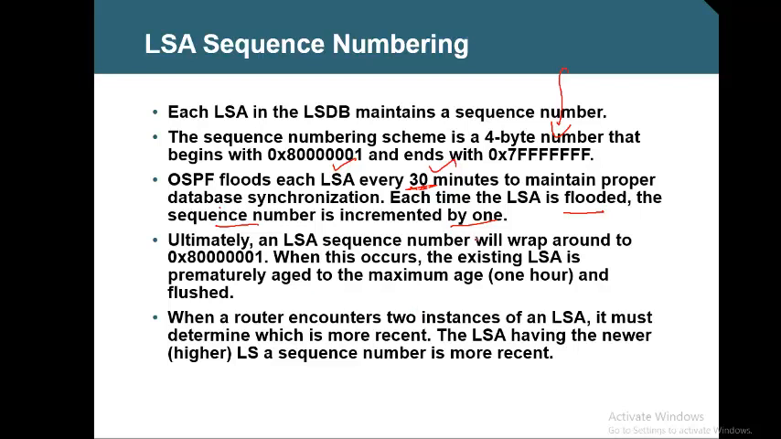Ultimately, when the LSA sequence number wraps around, which will occur, the existing LSA is prematurely aged to the maximum age of 1 hour and flushed. That's very important. I told you it's 2 to the power of 32 sequence numbers for each network. That will not be fully utilized, actually. Only because of age out, it will get reset and start from the beginning. That is what it means here. So for every change, only one number will be incremented.